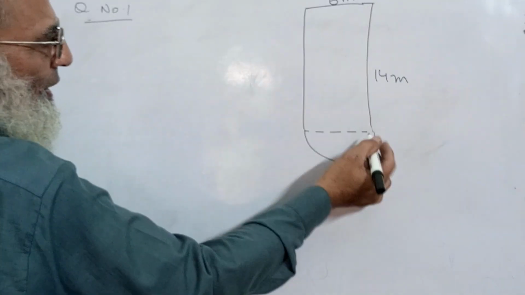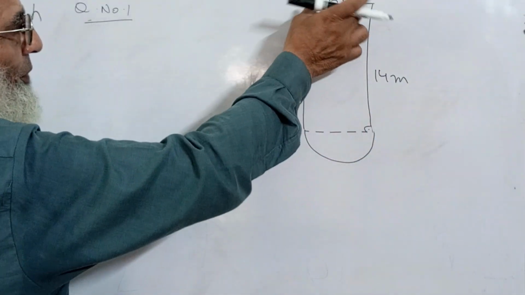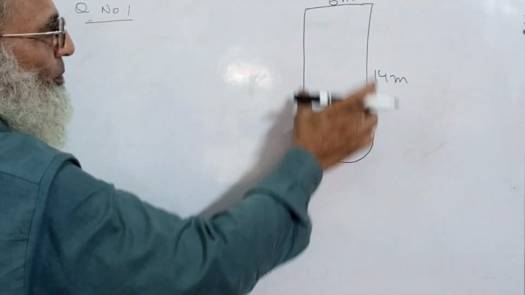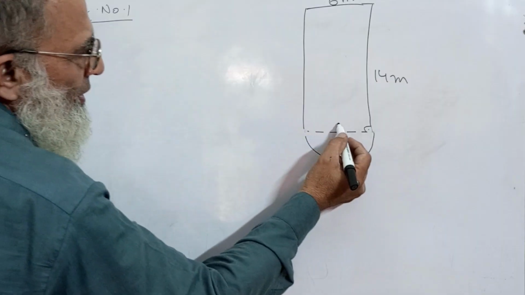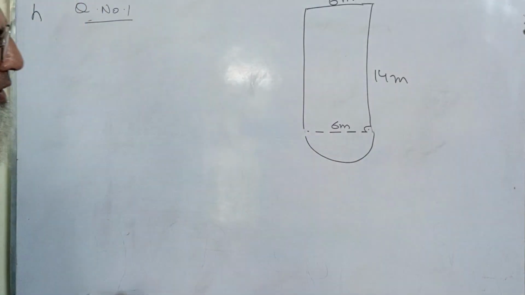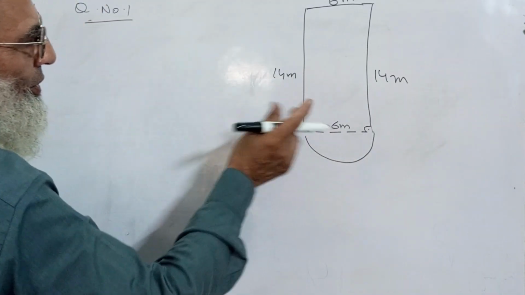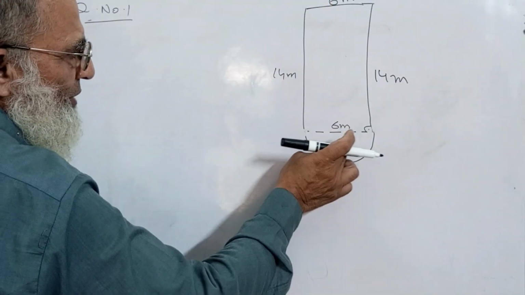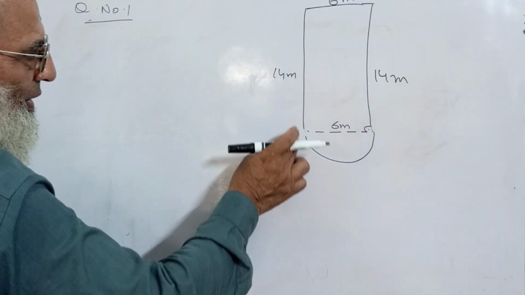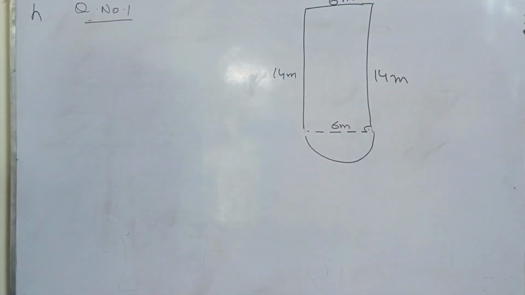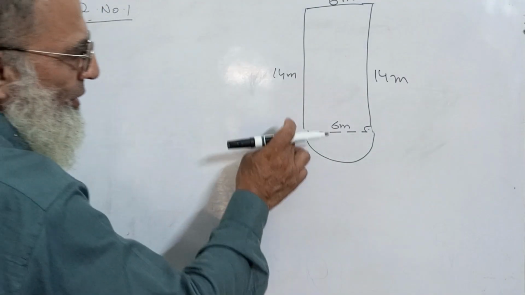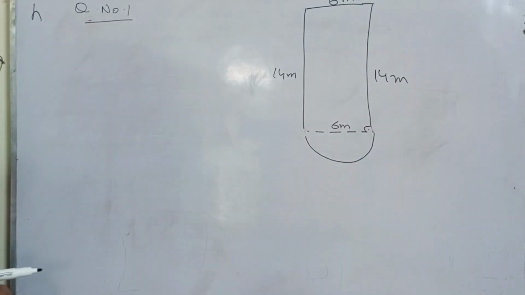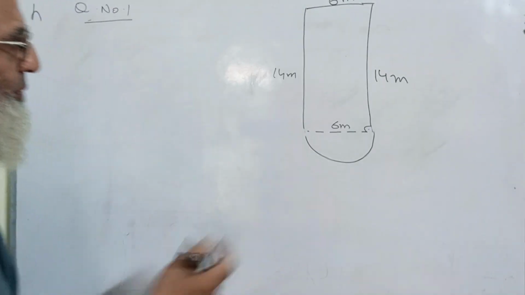You see, since this is perpendicular and this is a rectangle, this part and this part will be equal. So this is 6 meters again, and this is 14 meters, because this is a regular rectangle. So 6 meters, 6 meters. So it means that the diameter of this circular path is 6 meter, or radius is 3 meter.